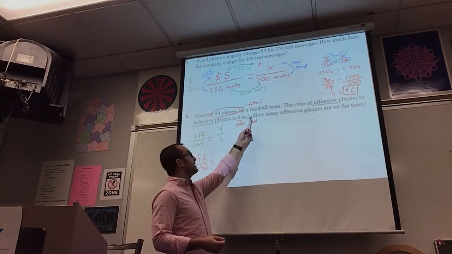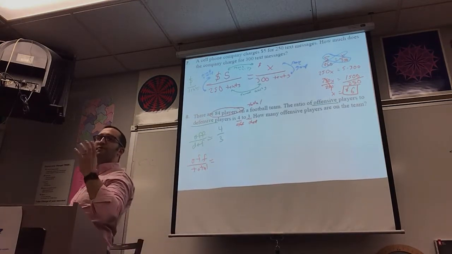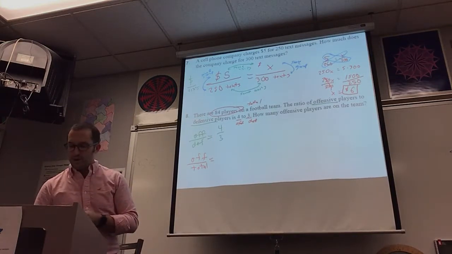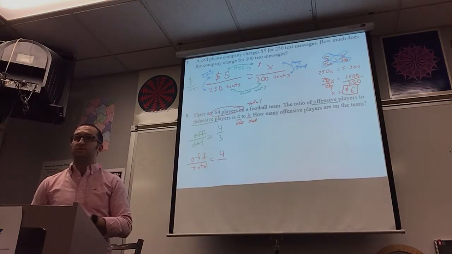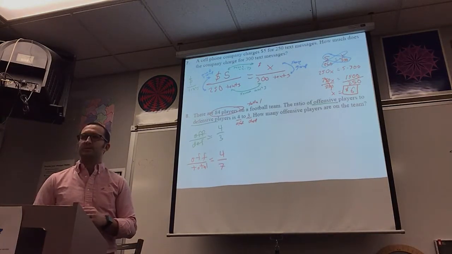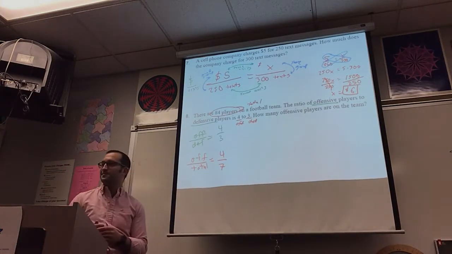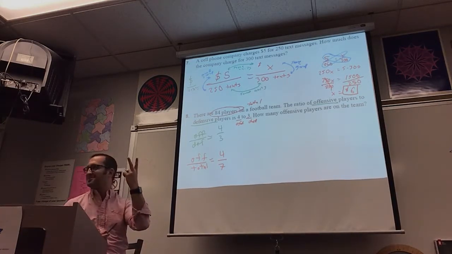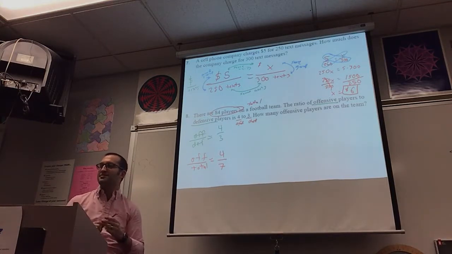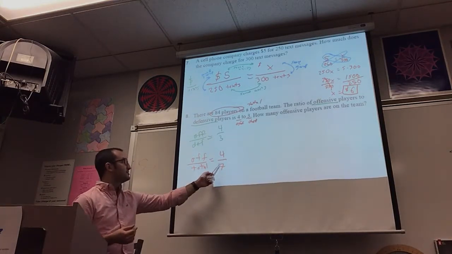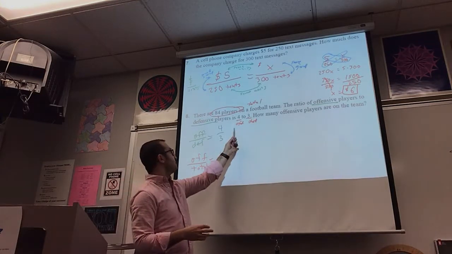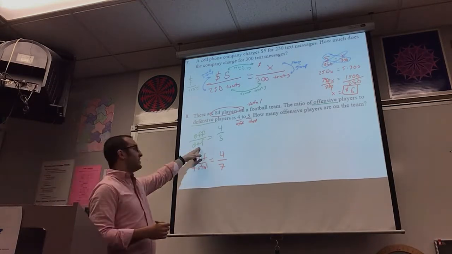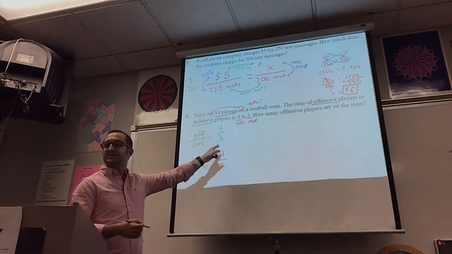For every 4 offensive players, there's 3 defensive players. So for every 4 offensive players, how many total players are there? 4 to what? 4 to? Where'd 7 come from? There's 4 offensive players and 3 defensive players. So how many total players are there? 7. That's the ratio. This is the proportion that I have to set up. I cannot set an offensive to defensive proportion because I don't have any defensive players.